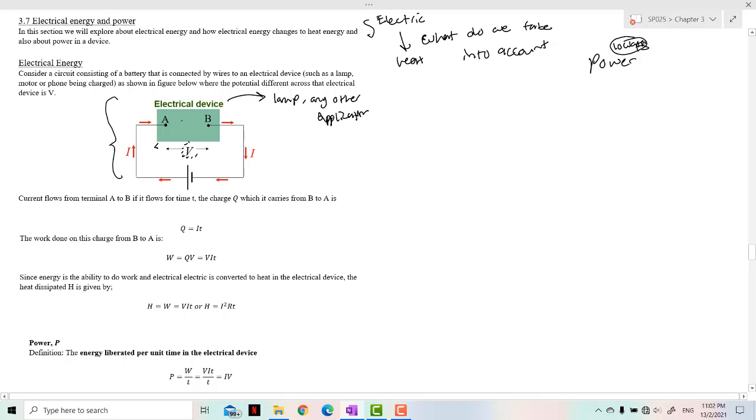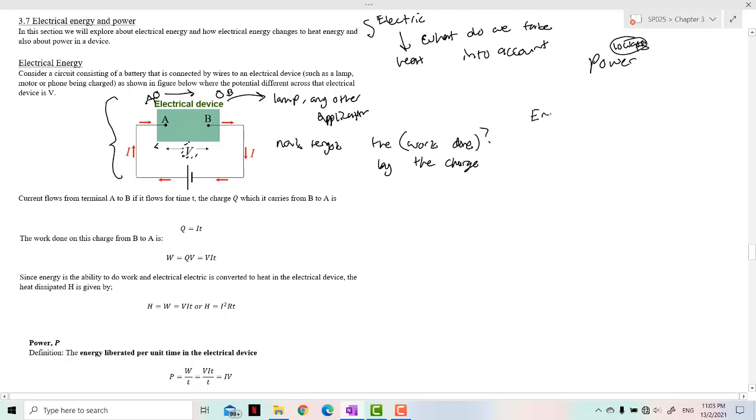So bila saya bubuh electrical device, saya nak tengok the work done by the charge. Kenapa saya nak tengok the work done by the charge? Sebab bila ada pergerakan from here, position A let's say, to position B kan, the charge does work. And kenapa work done ni penting?